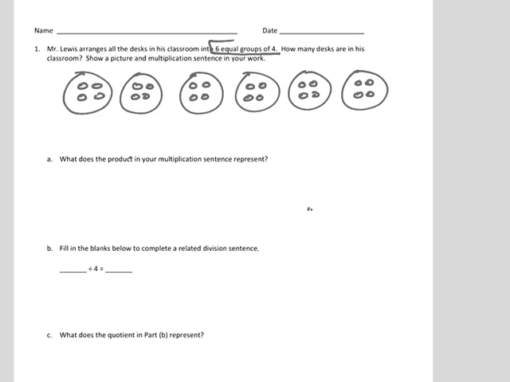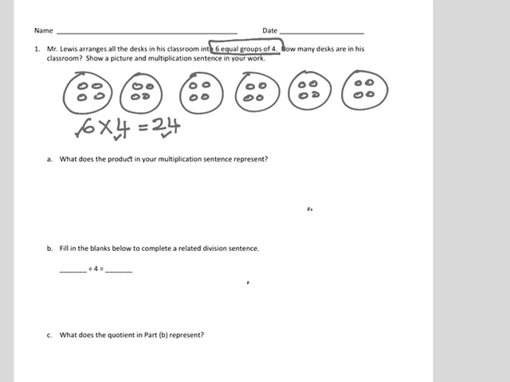So for these 6 equal groups, the multiplication equation is 6 groups of 4 equals 24. So this 6 is a factor, 4 is a factor, and this is the product. 6 is the number of groups, 4 is the size of the group, and the product is 24, which is the total.